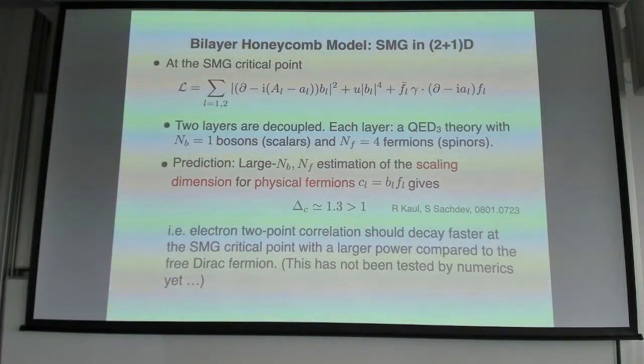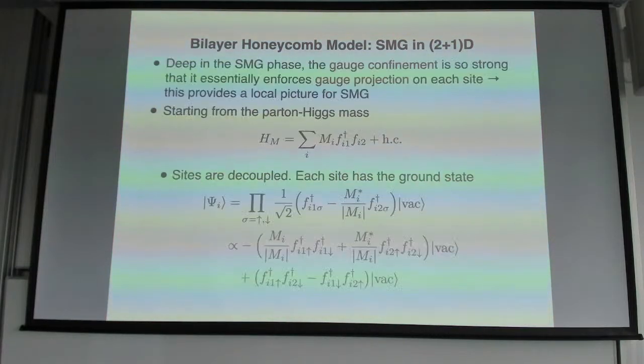So the electron 2-point correlation should decay faster according to this prediction, with a larger power at the SMG critical point compared to the free Dirac fermion theory. That is a prediction of this gauge theory, and it has not been numerically tested yet, so maybe, yeah, that's my next project. Maybe I will try to do that, but I want to say that it does create some predictions. This theory is not just a story. It actually has some prediction power.